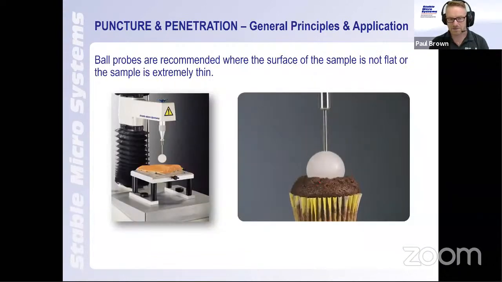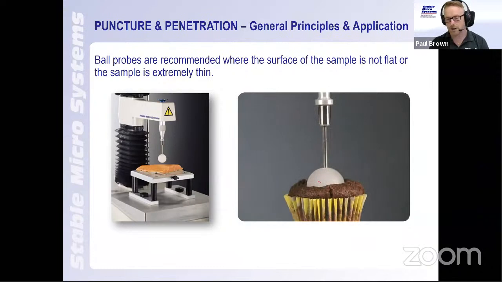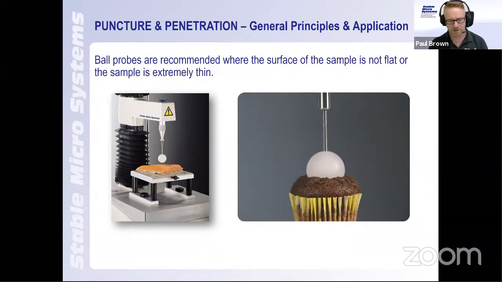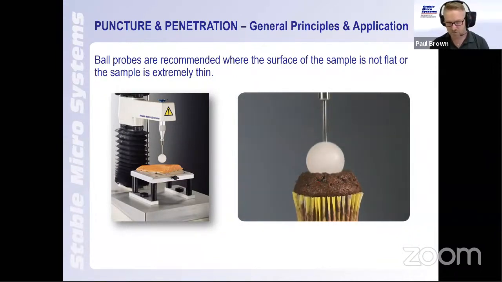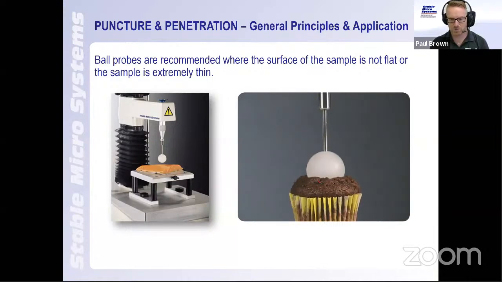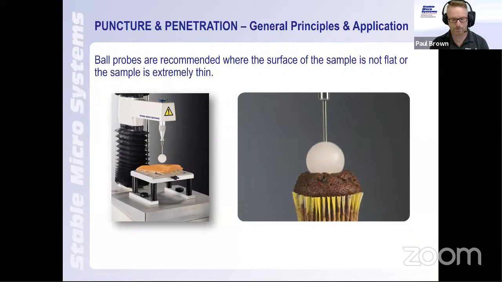As well as cylindrical probes, we have ball probes where a surface is not flat or is uneven. A good example is the muffin, but it could also be a fish-based product or meat-based product, or the meat replacement products or confectionery. Then we can potentially use a ball probe to ensure that the contact area is always the same.